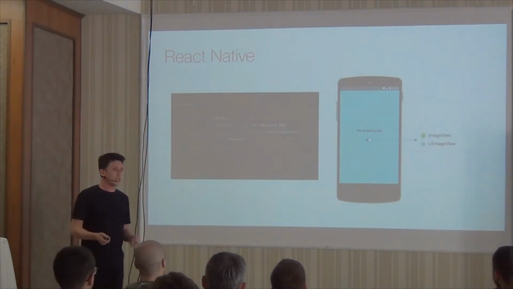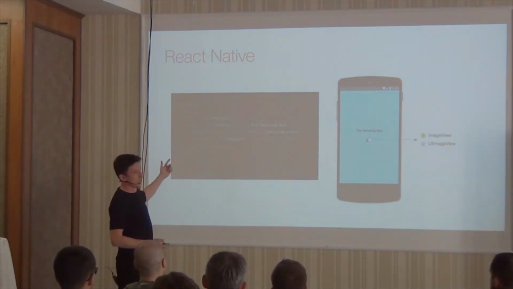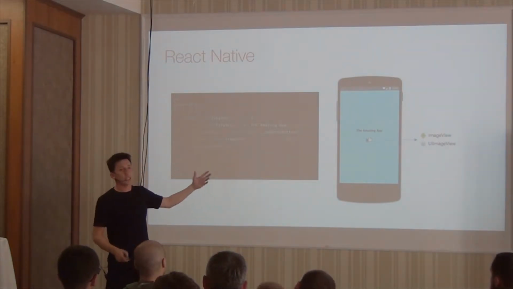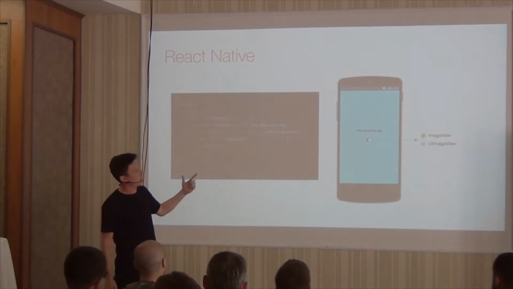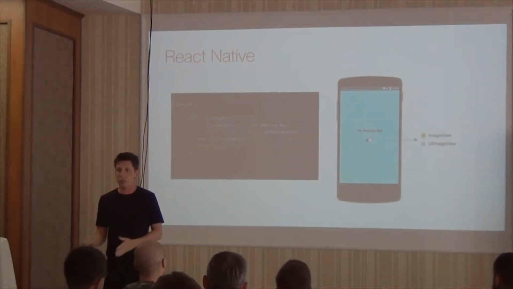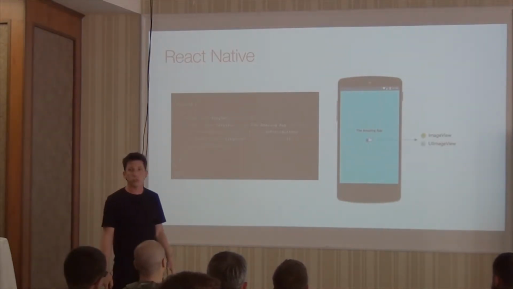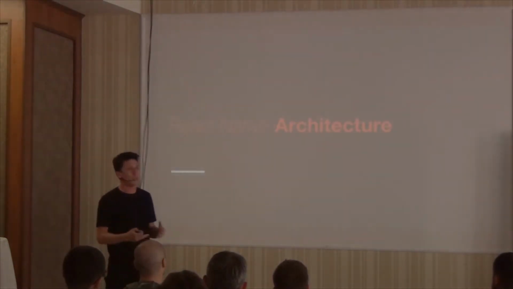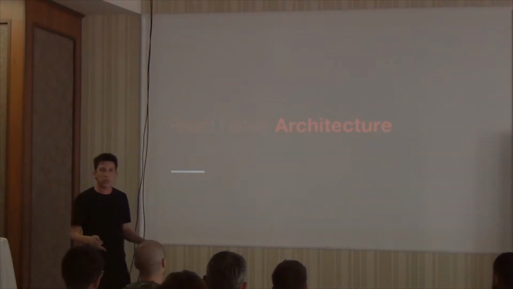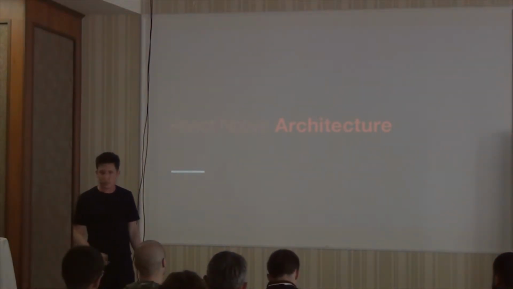It needs to be clear that when we define in our JSX code an image, eventually the class that will be responsible for rendering the image on the screen is the ImageView from the Android SDK and the UIImageView from the iOS SDK. So let's see how this magic happens. To understand this, we need to dive into the React Native framework itself.